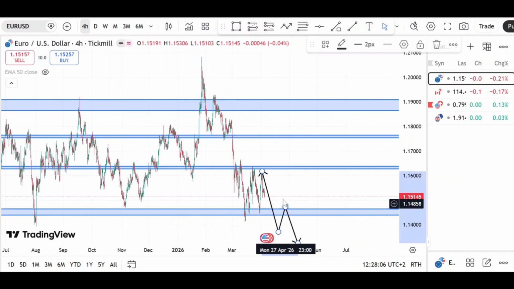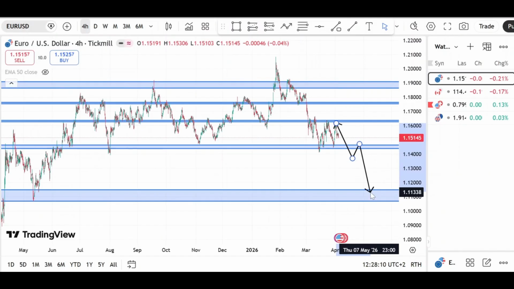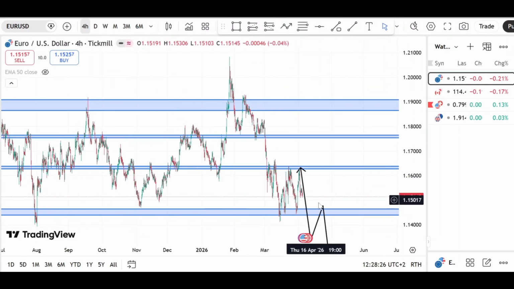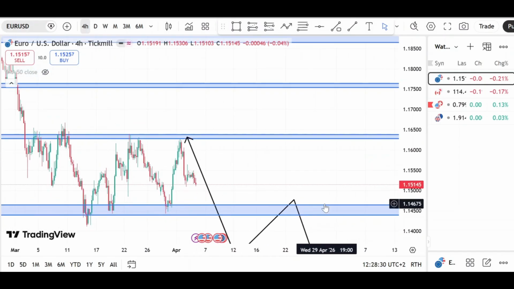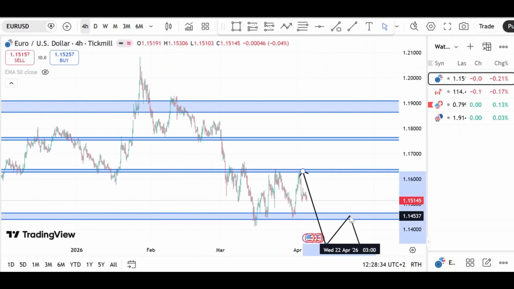After waiting for the break of this structure, we will enter for sells. So we sit tight here, as you can see. We wait for the break of structure, the break of this consolidation zone, wait for a test, and then we enter for sells. That's all.